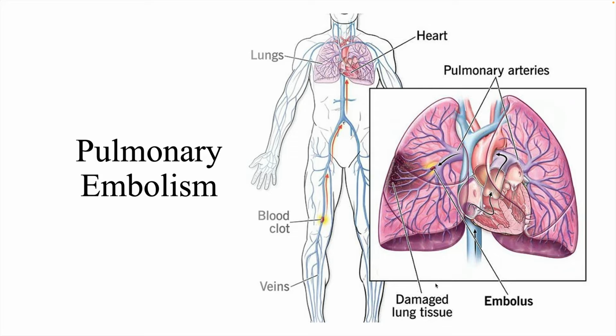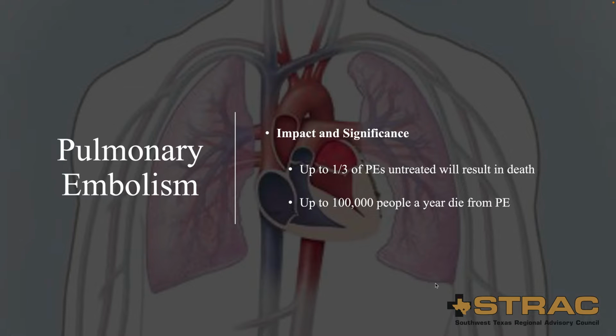It's a pretty significant impact too. Up to a third of PEs that are untreated, it's estimated, will result in death. And then it's also estimated that about 100,000 people a year die from pulmonary embolism. I think that number might be under-recognized and undercounting people though. I can tell you, treating patients in the field, I've had many that I thought were a pulmonary embolism that we were never really able to figure out if that was the cause of their death or not. But based upon their history and risk factors, it was pretty obvious that that was probably what was going on.